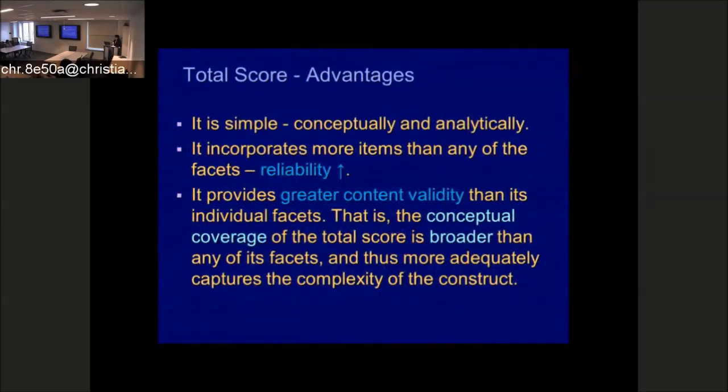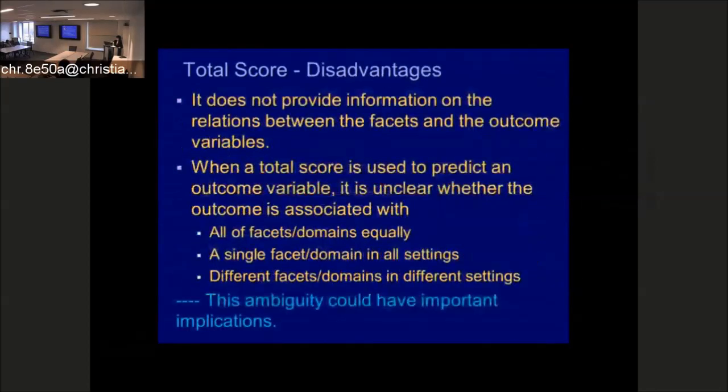There are major advantages. First, it's simple. It's conceptually simple because we love parsimonious models, and analytically too. It incorporates more items than any of the facets. Therefore, it boosts the reliability, because reliability is a function of the number of items, assuming all items are relevant to the construct you are testing. It also provides greater content validity than any of the individual facets. That is, the conceptual coverage of the total score is much broader than any of the facets. Therefore, it can more adequately capture the complexity of the construct. So that's why researchers are still fond of the total score, given these major advantages.